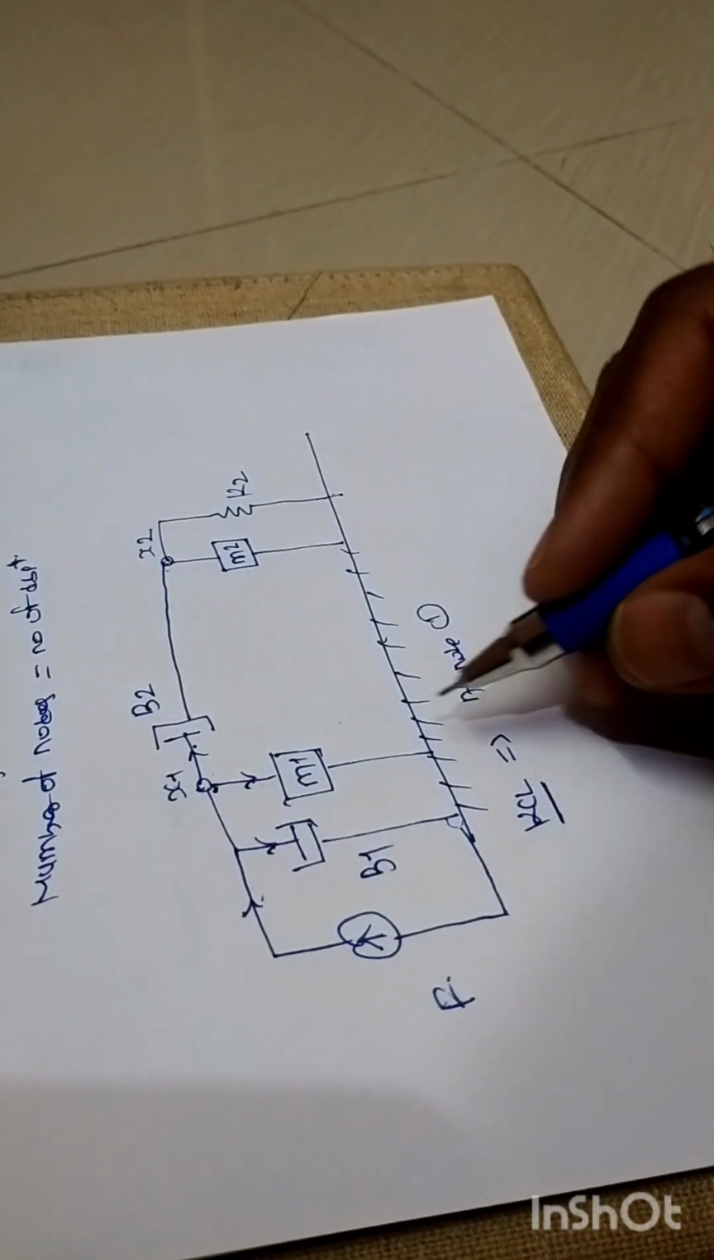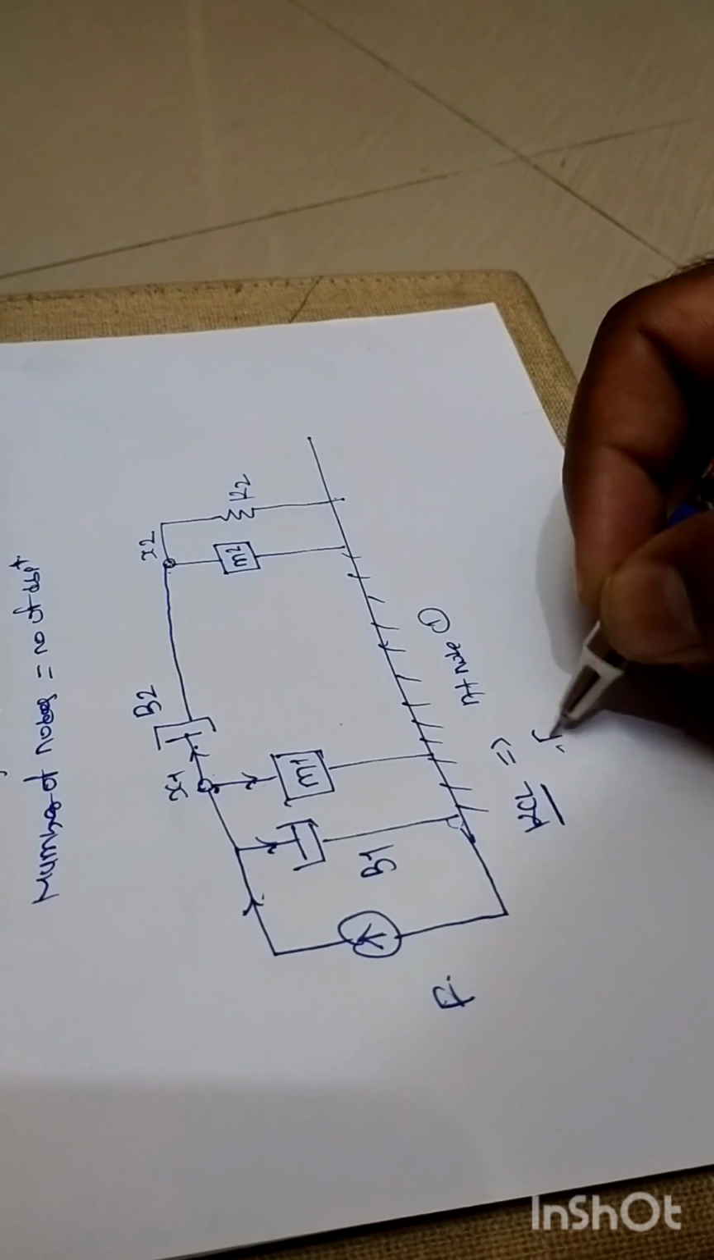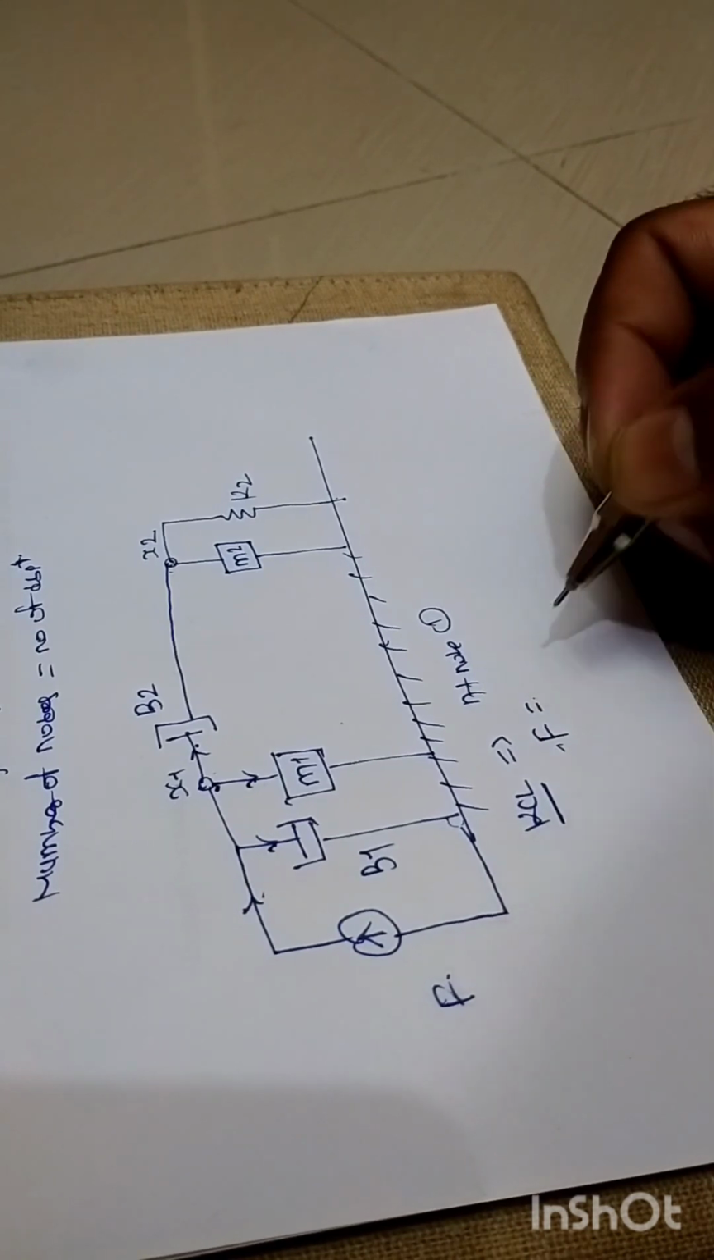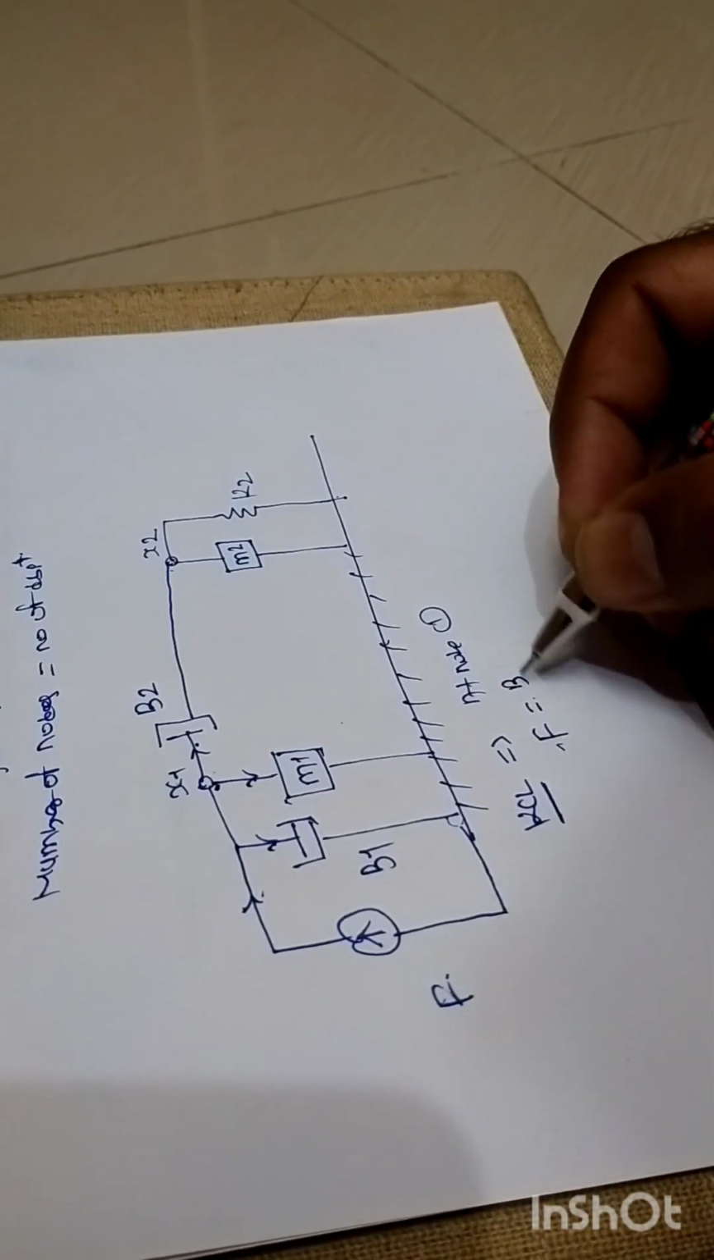at this node number 1, so the system equation will get what? F equals B1.